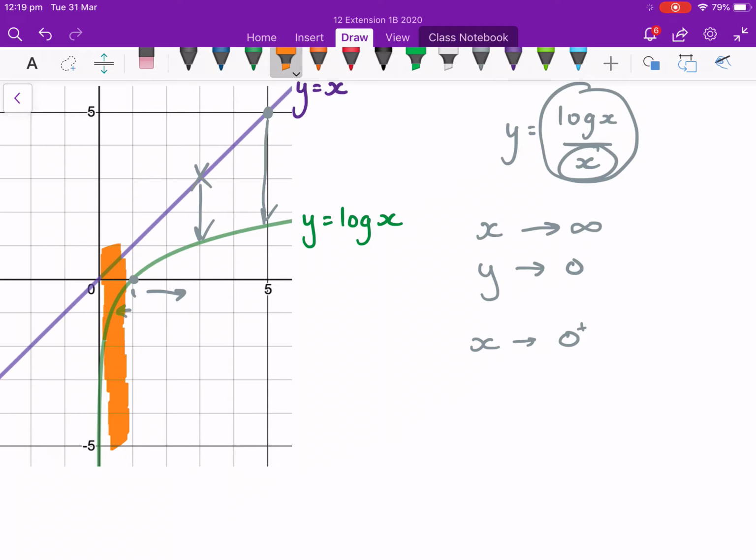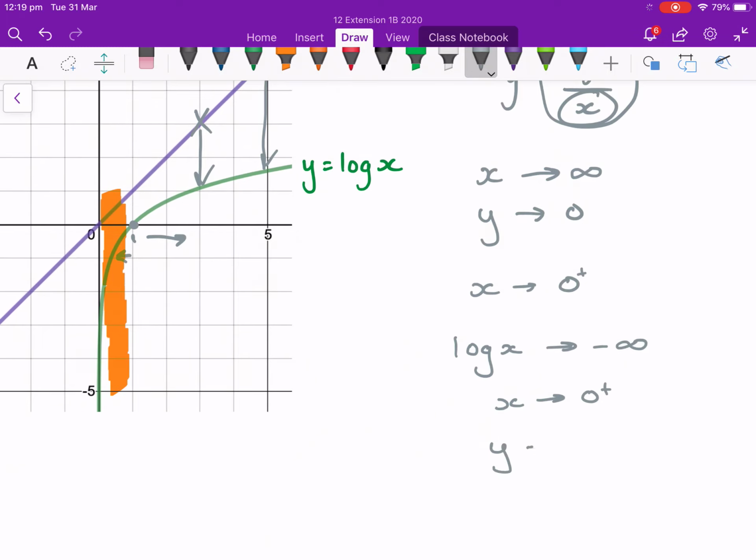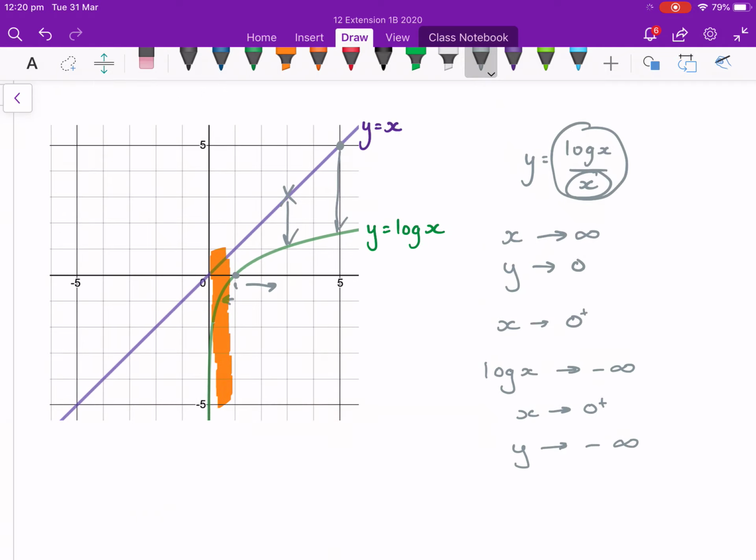But the actual magnitude of log x is far bigger than the magnitude of x itself. So what happens here as x tends towards 0 from above is that log x tends towards negative infinity. And x tends towards, as we've written above, 0 from above. So the numerator is actually far bigger than the denominator. So overall, y tends towards negative infinity as well, because that function, log x, the numerator, dominates the denominator.